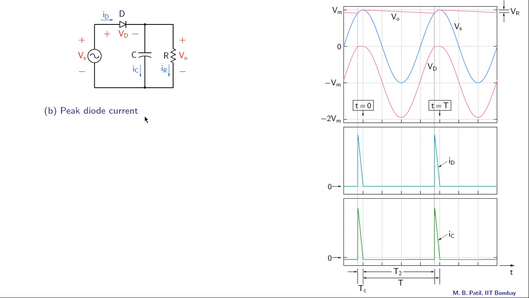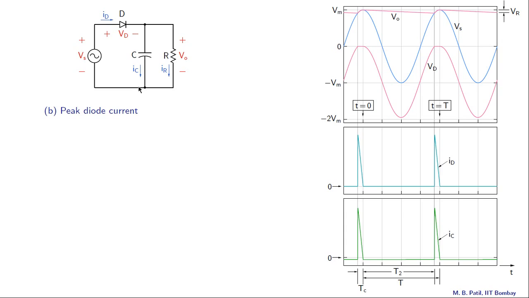Alright, now what is ID given by? ID is given by IC plus IR. IR is more or less a constant because VO is constant, approximately equal to Vm. So therefore IR is Vm by R, and that is already known. What we need to now worry about is this capacitor current.